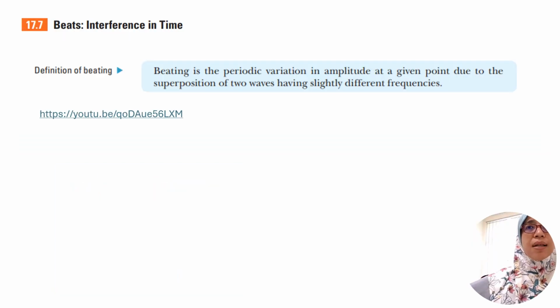Alright, this is the last subtopic. The idea is beats. What is beats? Beats is the periodic variation in amplitude at a given point due to the superposition of two waves having slightly different frequency. Maksudnya ada dua wave, frekuensi tu katalah 50 dengan 52.